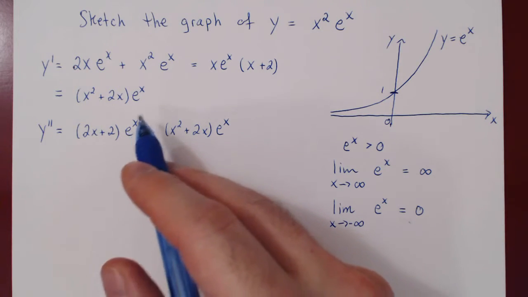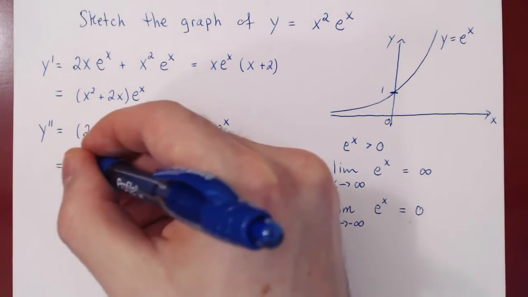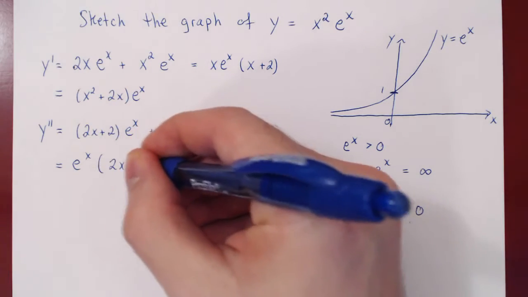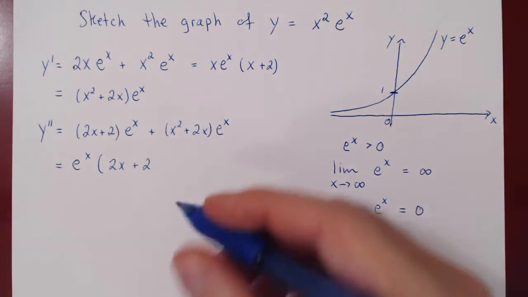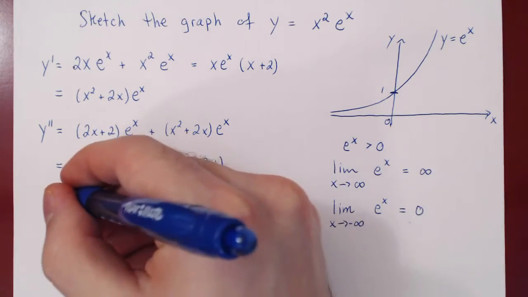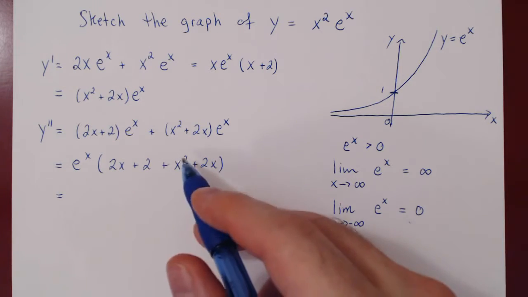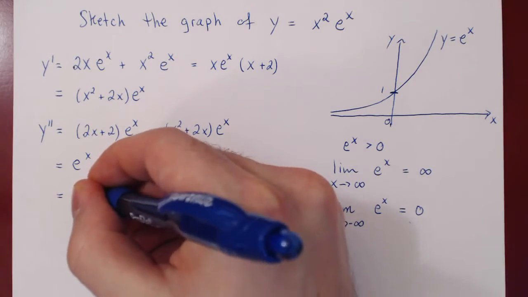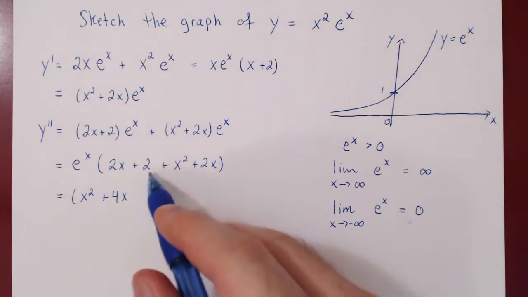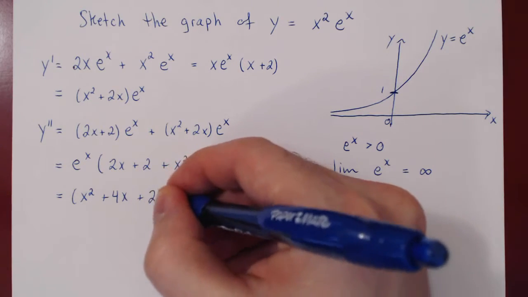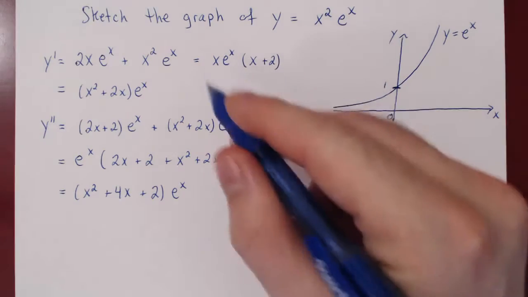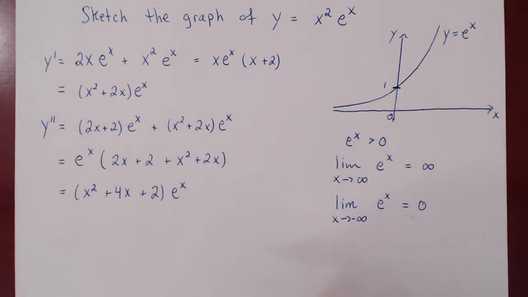If we factor an e to the x, we will be left with a 2x plus 2 with the first term, plus an x squared plus 2x for the second term. If we simplify, and I'll write the quadratic first, we'll have x squared plus 2x plus 2x is 4x plus 2 times, of course, the exponential e to the x. So we have found our first derivative factored and our second derivative factored.